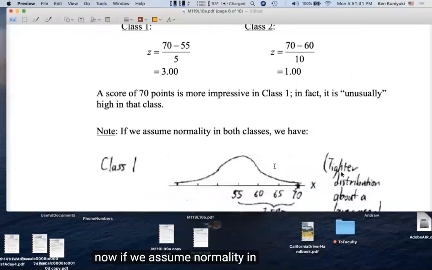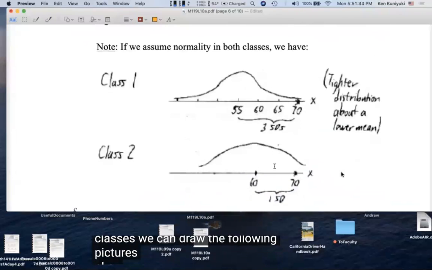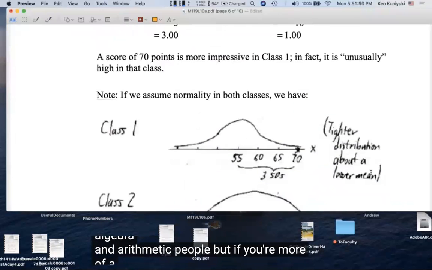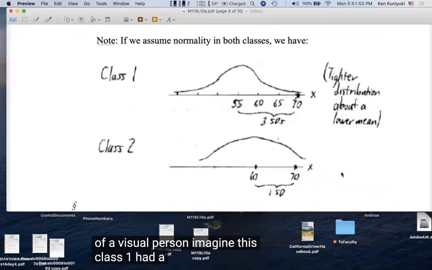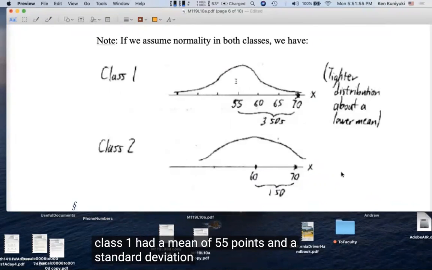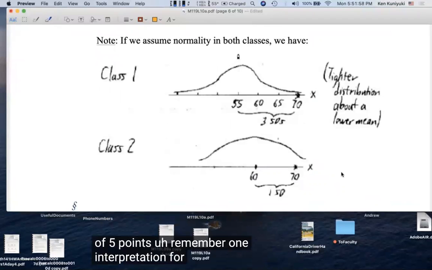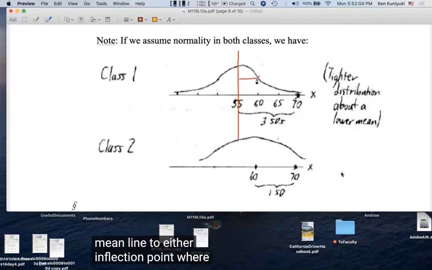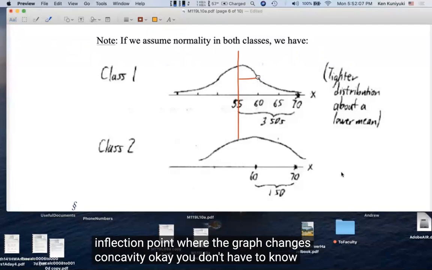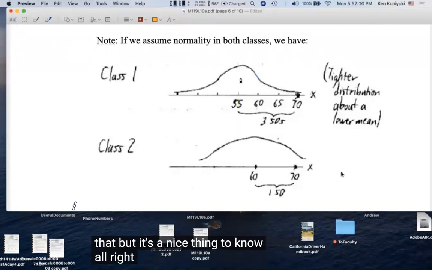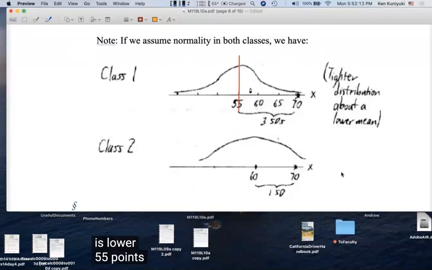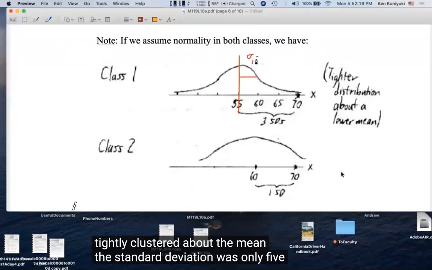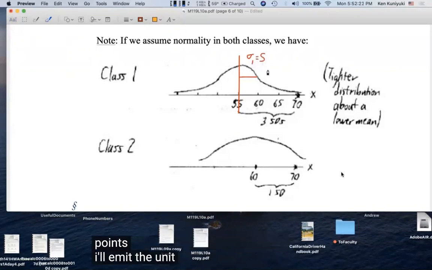Now, if we assume normality in both classes, we can draw the following pictures. This might be more for the algebra and arithmetic people, but if you're more of a visual person, imagine this. Class 1 had a mean of 55 points and a standard deviation of 5 points. Remember, one interpretation for standard deviation is the horizontal distance from the mean line to either inflection point, where the graph changes concavity. Again, you don't have to know that, but it's a nice thing to know. But notice here that the mean is lower, 55 points, and the scores are more tightly clustered about the mean. The standard deviation was only 5 points. I'll omit the unit here.